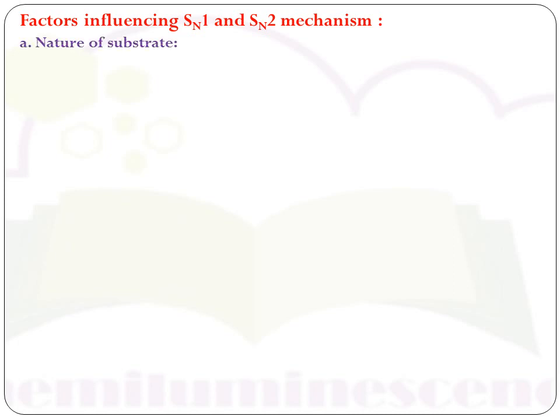Factors affecting SN1 and SN2 mechanism. Let's see the first factor, that is the nature of the substrate. While thinking about the nature of the substrate, think about the transition state or intermediate of both reactions. In SN2 reaction, a penta-coordinate carbon is formed in the transition state, which is crowded. As a result, primary alkyl halide favors SN2 reaction.